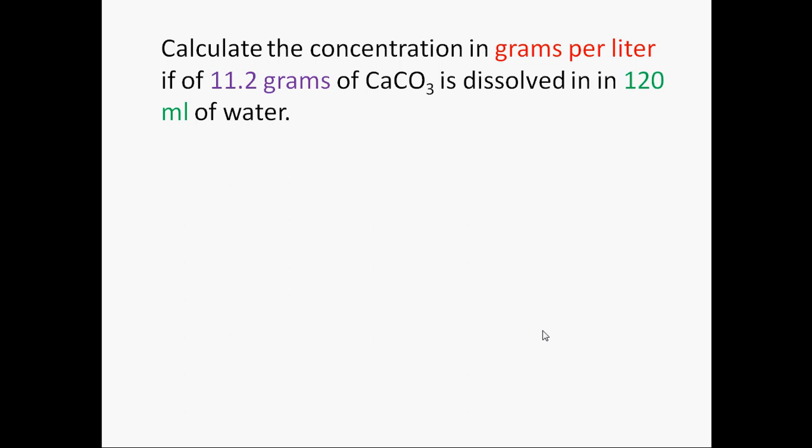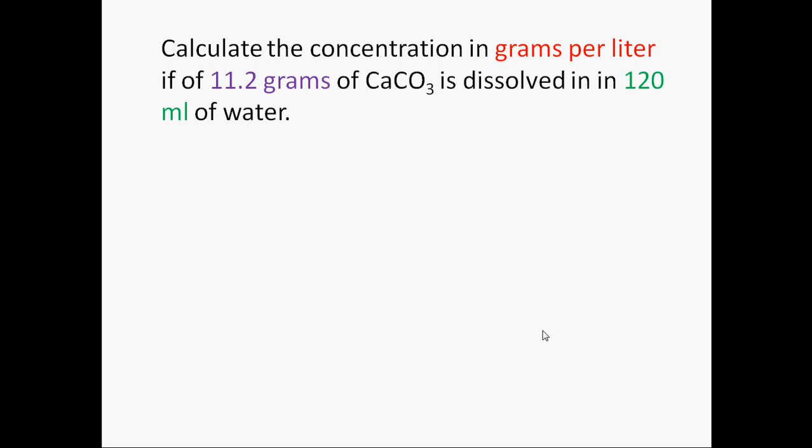What on earth did I do here? Okay. Calculate the concentration in grams per liter of a solution if 11.2 grams of calcium carbonate is dissolved in 120 milliliters of water. That is full of typos. I will have that fixed on SharePoint for you. Sorry about that.